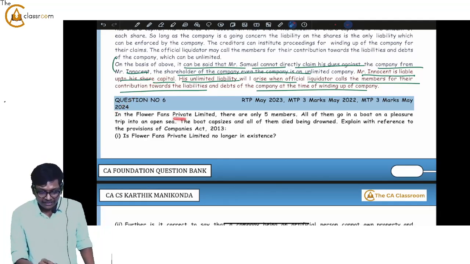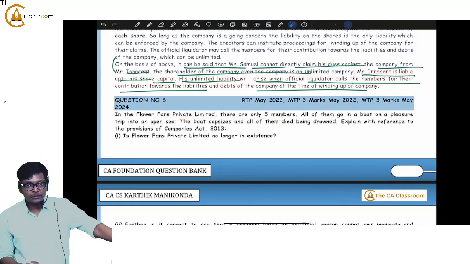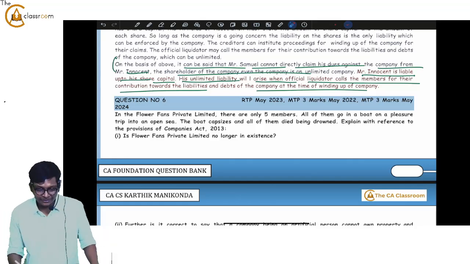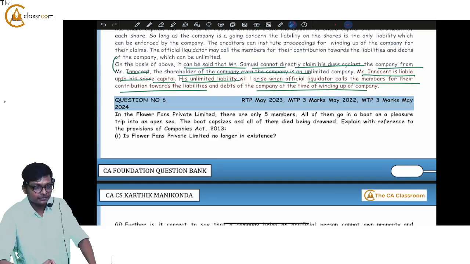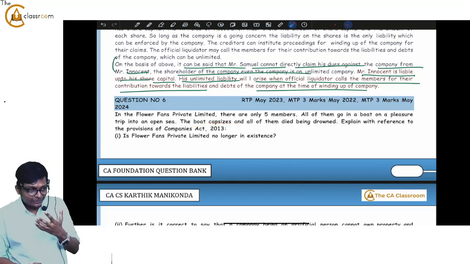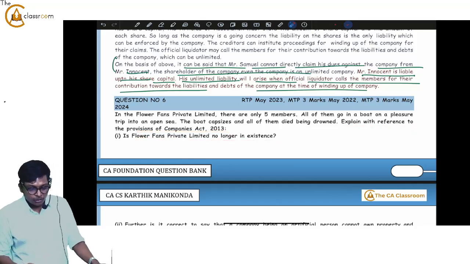In the Flower Fans Private Limited, there are only 5 members. இது private limited ஆ public limited ஆ? கொடுத்துருக்கானே private. Okay. All of them go in a boat. சாவ போறாங்க. Question பார்த்து சொல்றேன், guys. Okay. All of them go in a boat on a pleasure trip into open sea. The boat capsizes and all of them die. நான் சொல்ல, guys. Based on experience, I'm predicting how questions will be. All of them died being drowned. Explain with reference to provisions of Companies Act. Is Flower Private Limited no longer in existence?